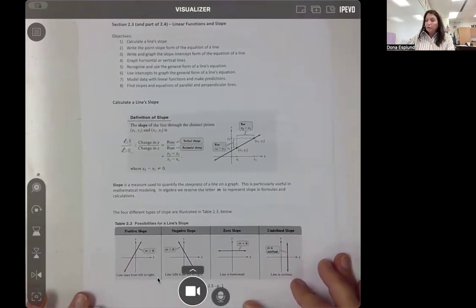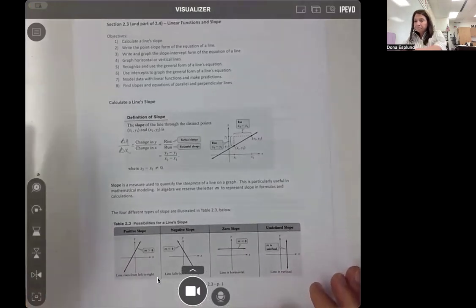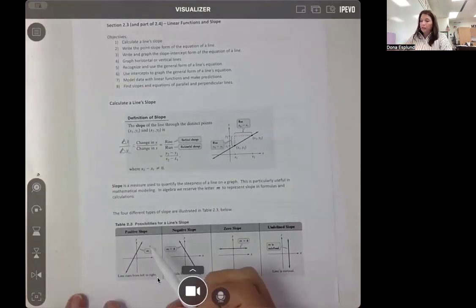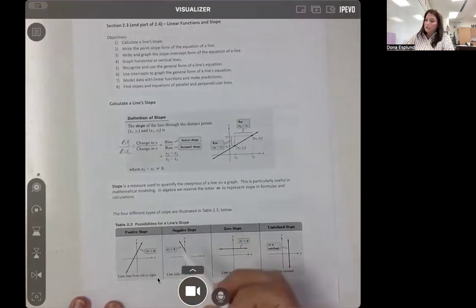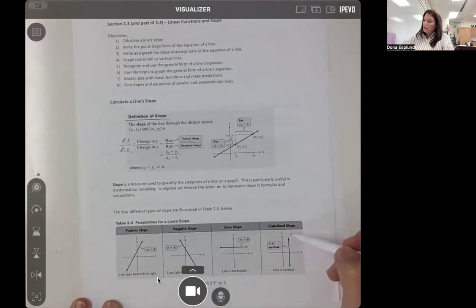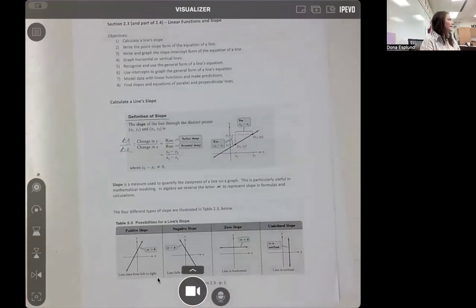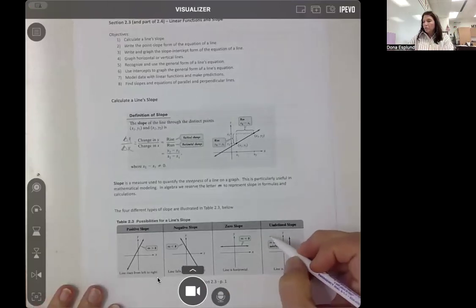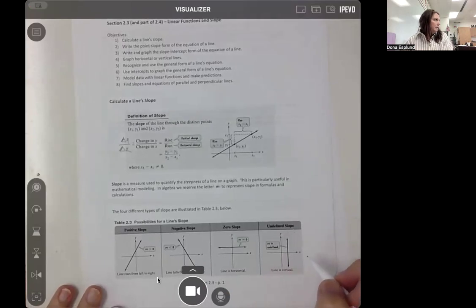We know that if we look at things from left to right, going uphill gives a positive slope. Going downhill is negative. Zero slope is a horizontal line, and the undefined slope is vertical. Can you tell me quickly, why is that undefined? What rule does it break? When you have a vertical line, why is the slope considered undefined?